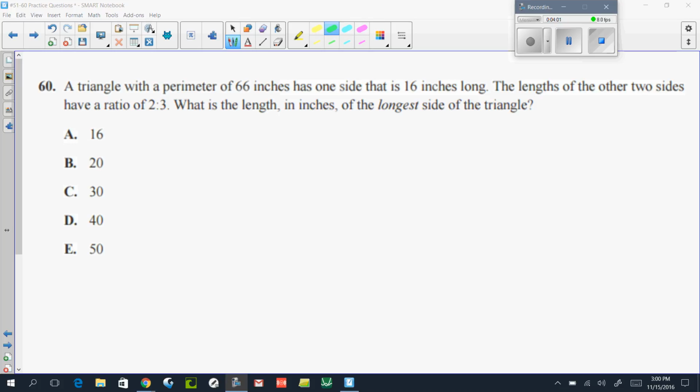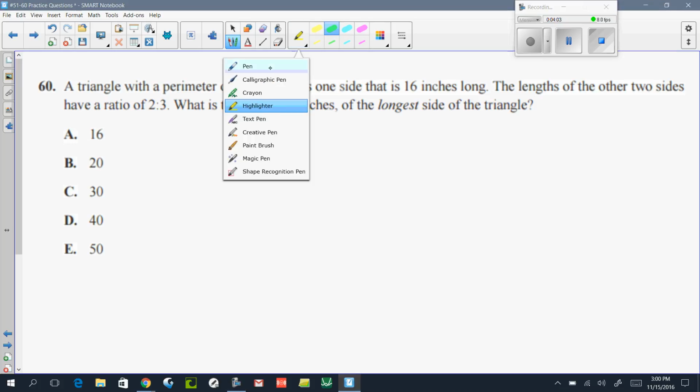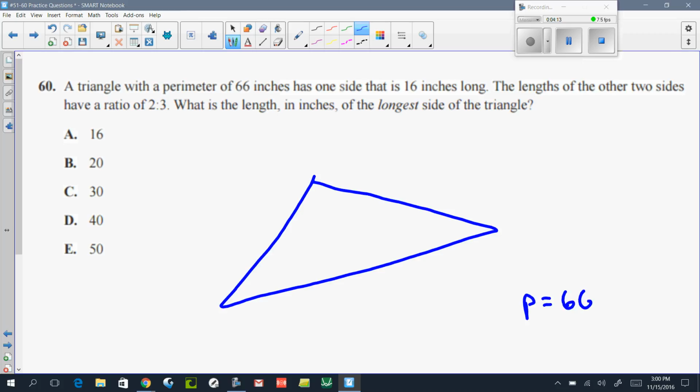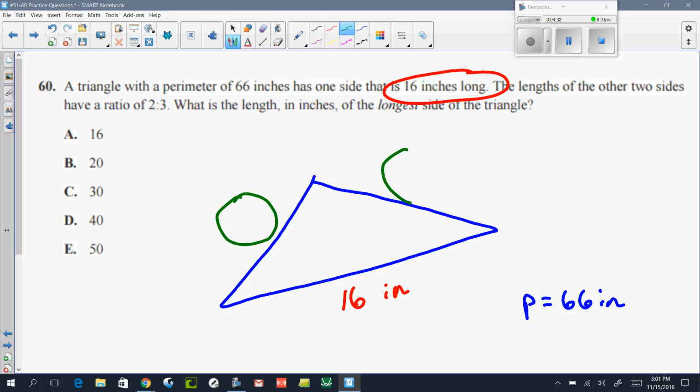All right, the last question I want to take a look at is number 60. This talks about a triangle with a perimeter of 66 inches. So I'm just going to draw a picture, not necessarily to scale, but I know that the perimeter of this triangle is equal to 66 inches. It tells us that one side is 16 inches long, so I'm going to make this side down here 16 inches. Again, not knowing that it's the longest or shortest, but I just know that that is 16 inches. It says the length of the other two sides, which would be this side here and this side here, have a ratio of 2 to 3.